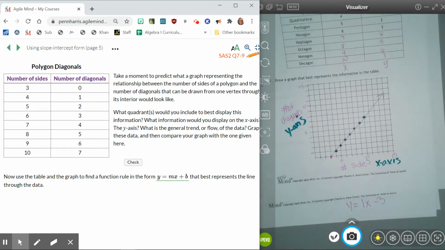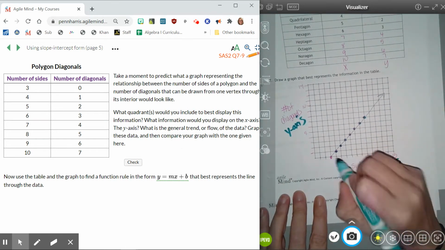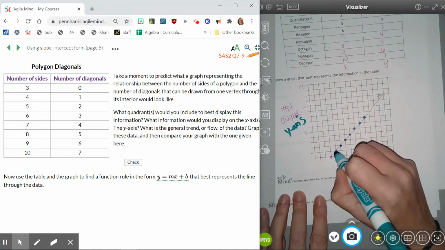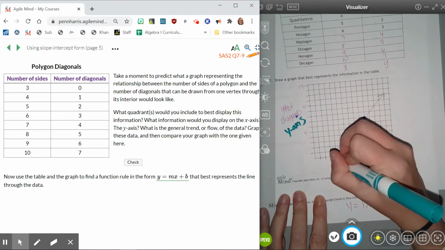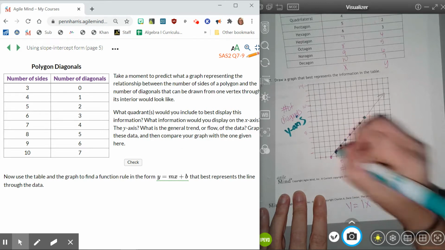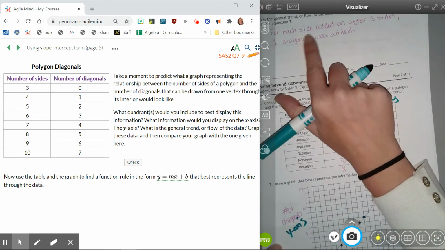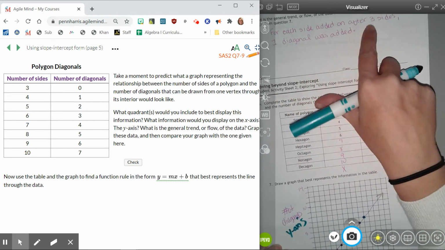Well, I saw that for every side added, 1 diagonal was added. So again, for every side added, 1 diagonal was added. Okay, so I'm going to go back here. What was my trend? For each side added on, after 3 sides, a diagonal was added.